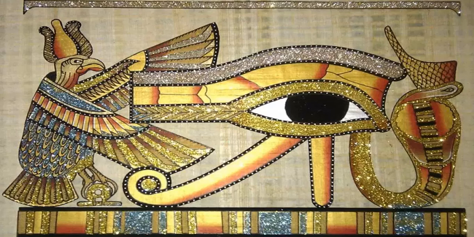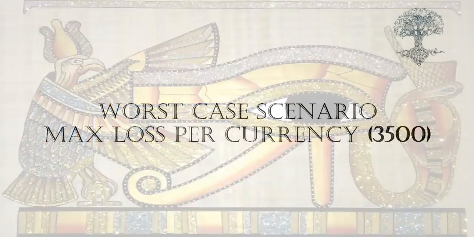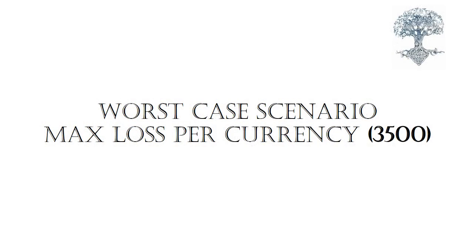And as usual, today we're going to go over the worst case scenario and how organically, as you make money, you protect your capital. Remember that the worst case scenario or maximum loss per currency will be 3,500. Let's just think about the quantity, and avoid focusing for a moment on currency denomination.